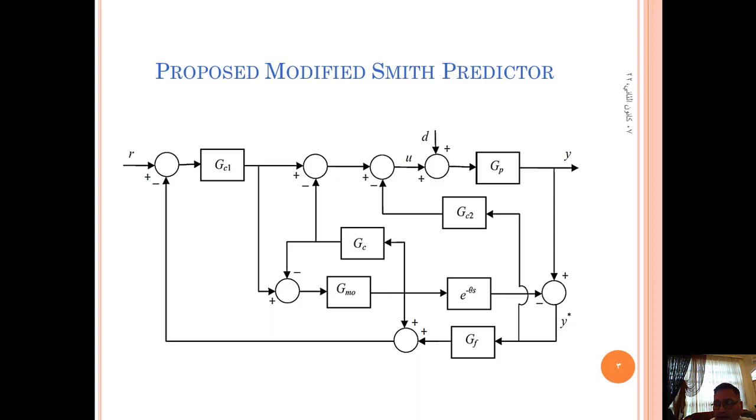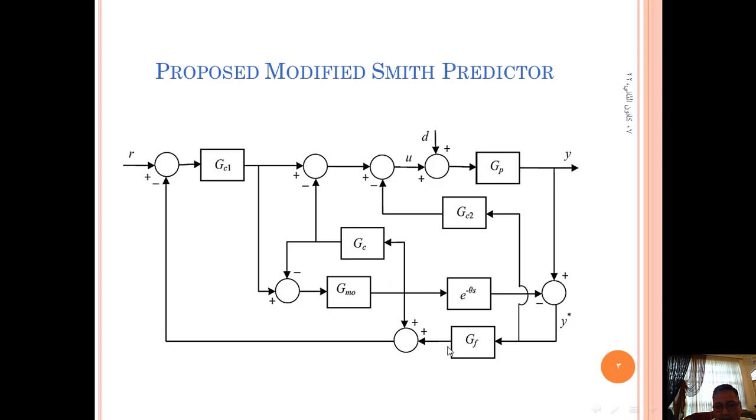The two controllers used for reference input tracking and load disturbance rejection are GC1 and GC2. This is GC1 and this is GC2. And GC, or GC3, is the controller that stabilizes the delay-free part of the process model, GM naught.